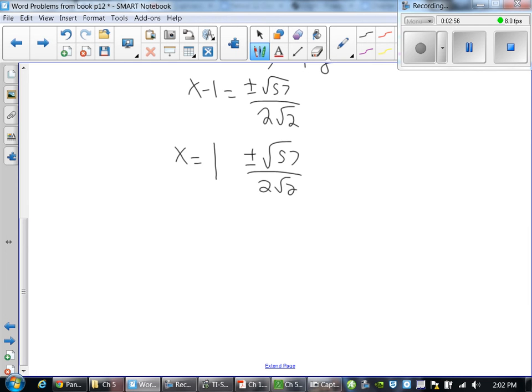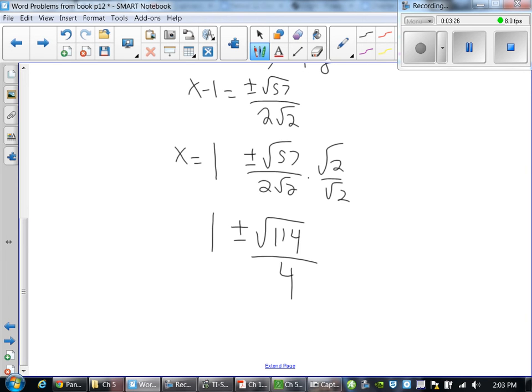Anyway, so I need to get rid of that root 2. How am I going to get rid of the root 2? So I have 1, plus or minus, I still have the fraction. I get the square root of 114 over 4. Square root of 2 times the square root of 2 is 2. 2 times 2 is done.